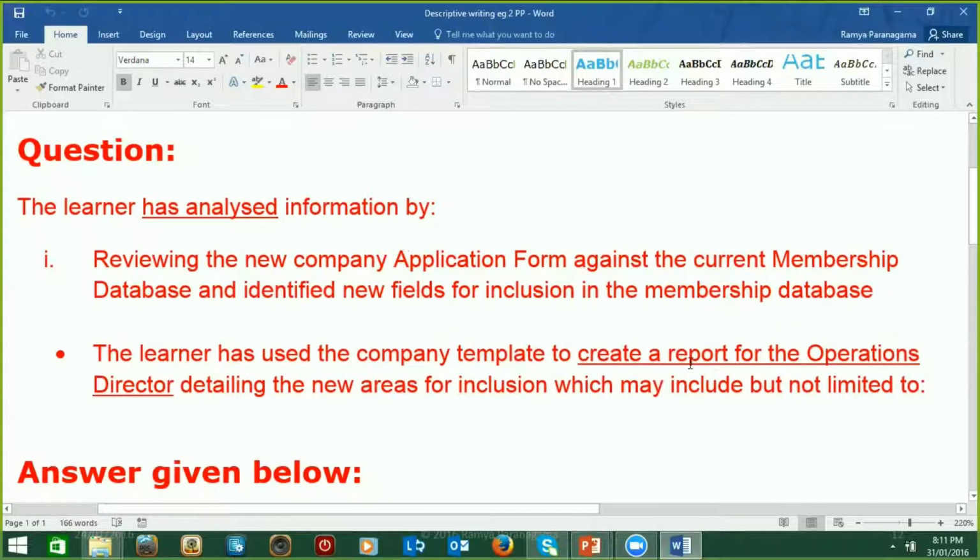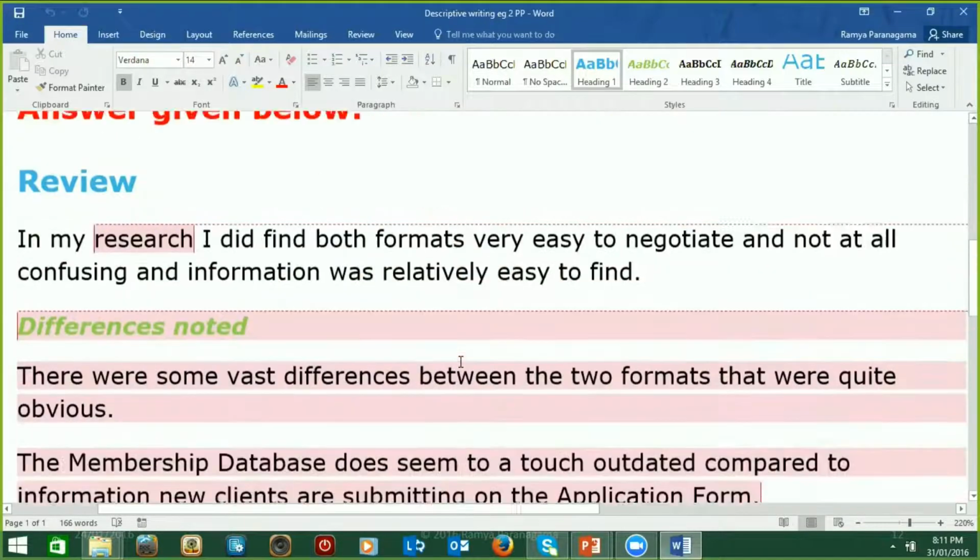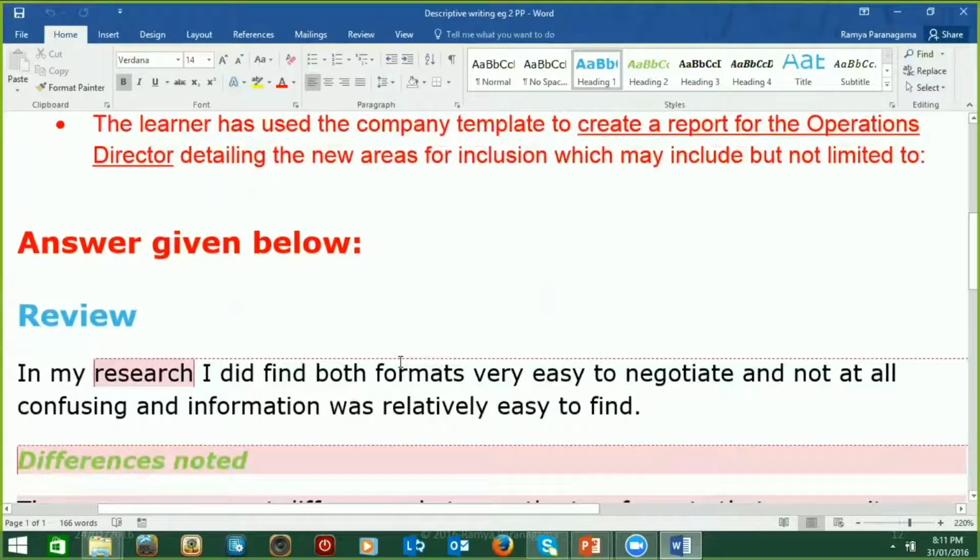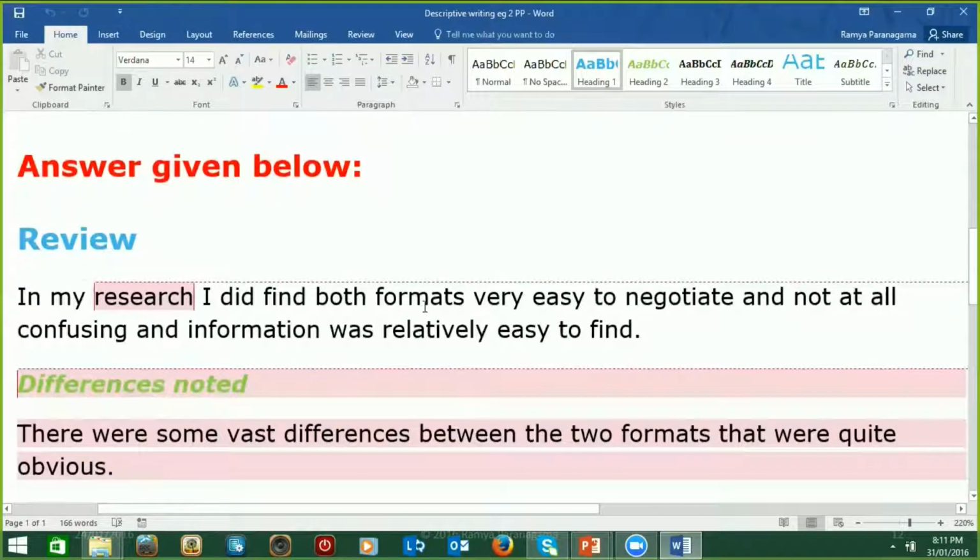I have underlined that: create a report for the operations director, detailing what is required. Here is the answer. Let's look at the answer. It says here, "in my research, I did find." What research? Within brackets it needs to say who they are. The way the sentence is written, it could be 5 or 6 research papers.